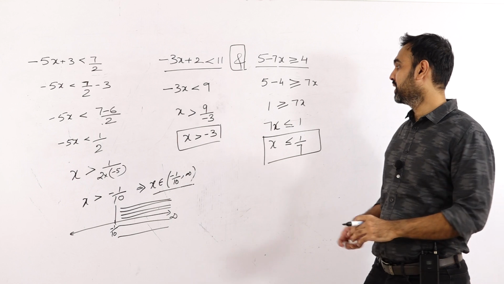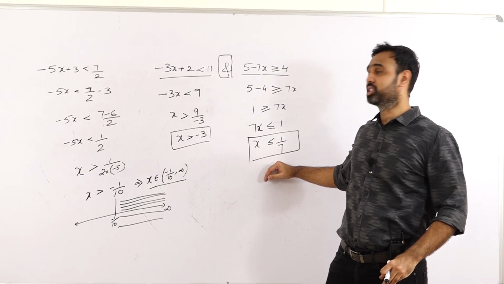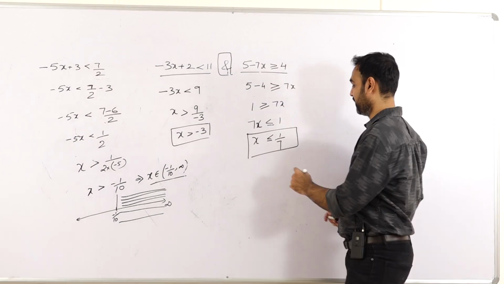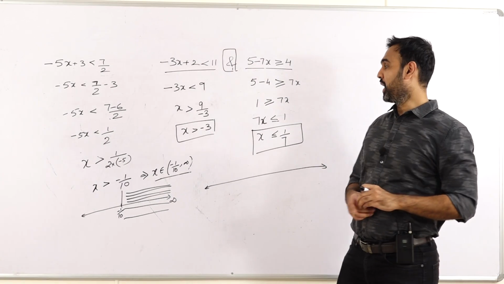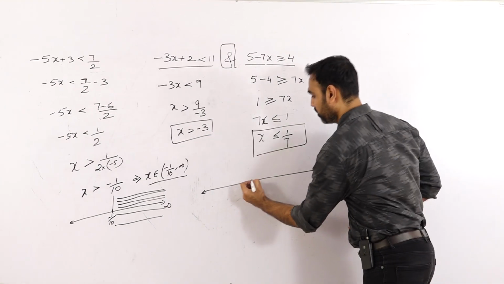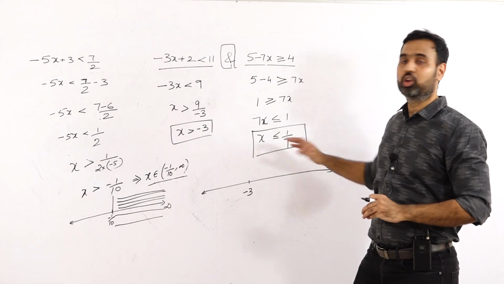Now what is x? He says x is greater than minus 3 and x is less than or equal to 1 by 7. So both the conditions should be satisfied. How should I ensure both the conditions are satisfied? That is important. So I'll mark this first of all minus 3 on the number line. I will also mark 1 by 7 on the number line.